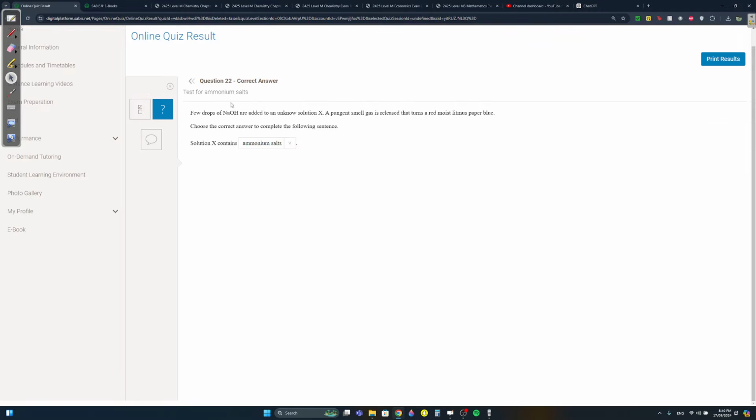A few drops of NaOH are added to an unknown solution X. A pungent smell is released that turns red litmus paper blue. Blue means base. Ammonia is a base, but it's a weak base. But it's still a base. So, solution X contains ammonium.